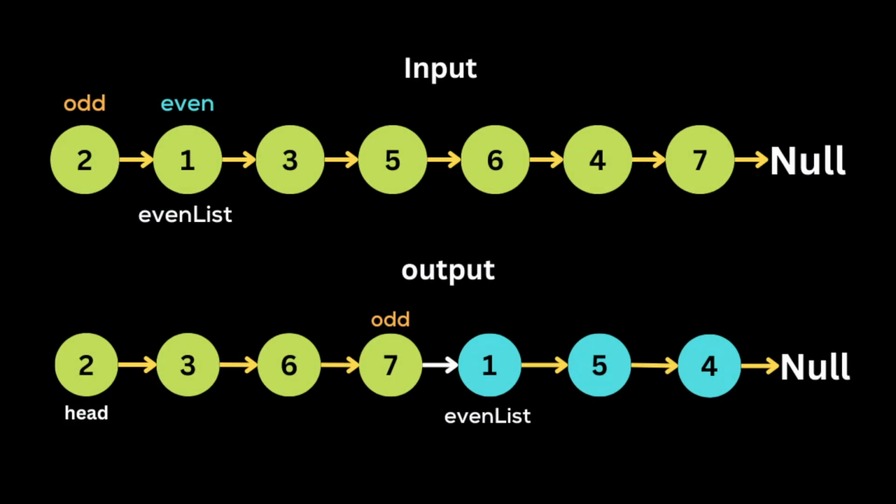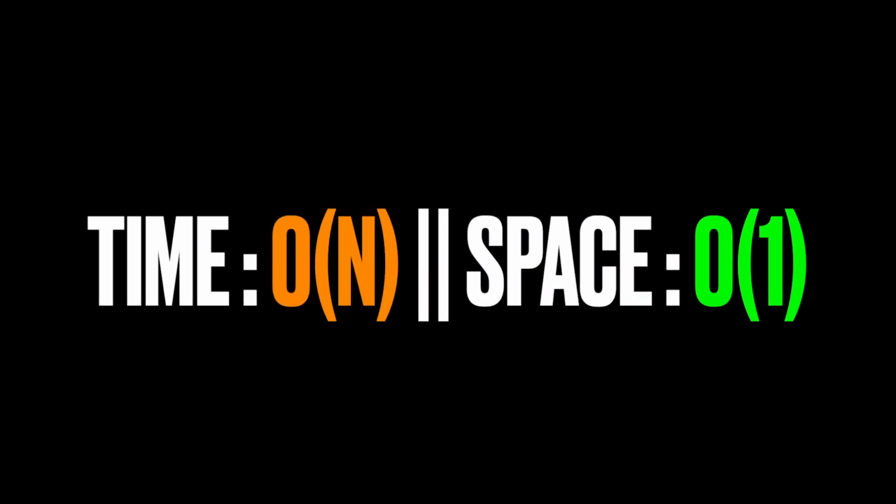We set the next pointer of the odd node to point at the even list node, which is the head of the even linked list. And that's how we group them in one linked list that has the half of odd nodes and half of even nodes. The time complexity for this solution is O(n) since we are looping over the linked list once, and the space complexity is O(1) since we are not allocating additional memory.